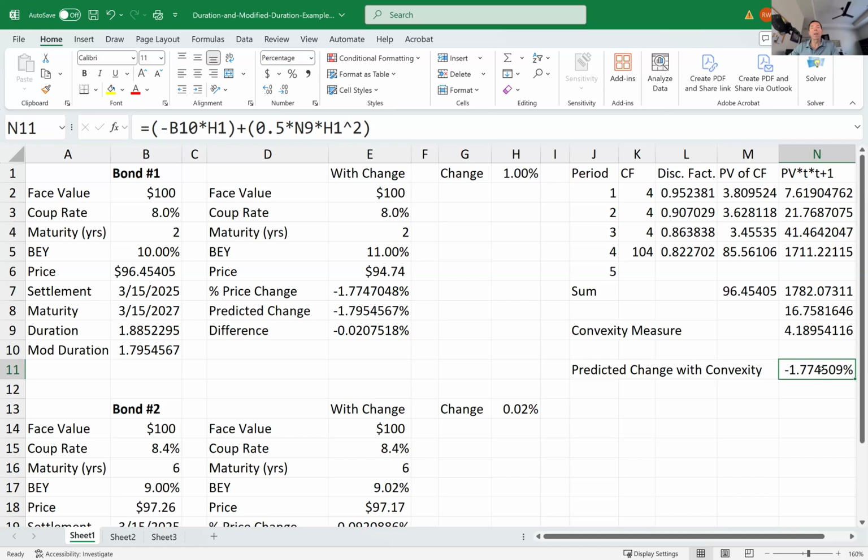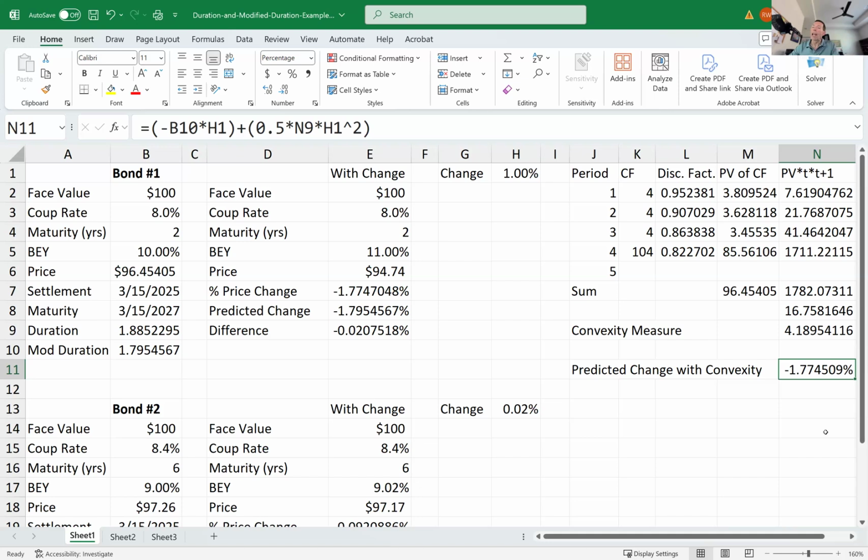Now, we're not going to use convexity a lot, but I want you to understand what it is and how it's calculated. It would be a second order approximation, because think of modified duration as being the first derivative and convexity being the second derivative. So we are adding the second derivative to the first derivative in a Taylor series expansion to give us a better approximation of the function.